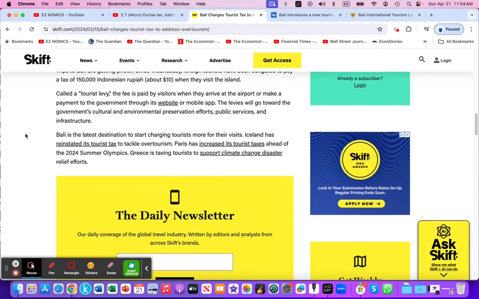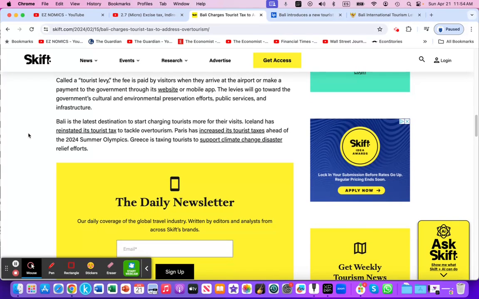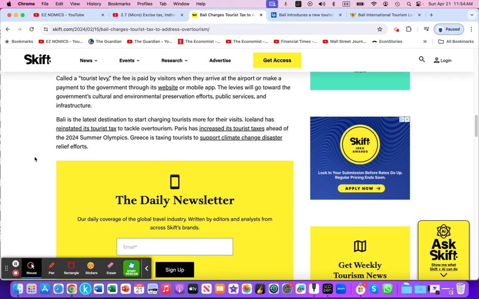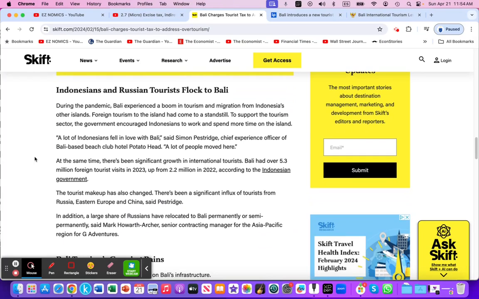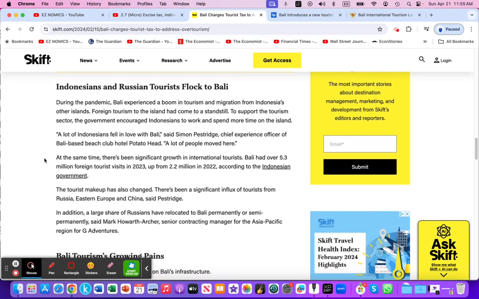The article highlights how the tourist can pay directly to the government through a government website, a mobile app, or upon entry within the country at the airport or seaports. Why are tourists being taxed now? This is a result of a sudden influx of tourists coming into the country, predominantly from Russia, Eastern Europe, China.